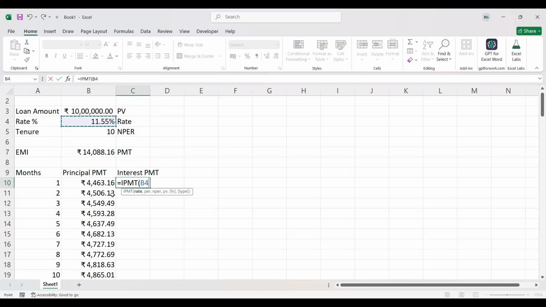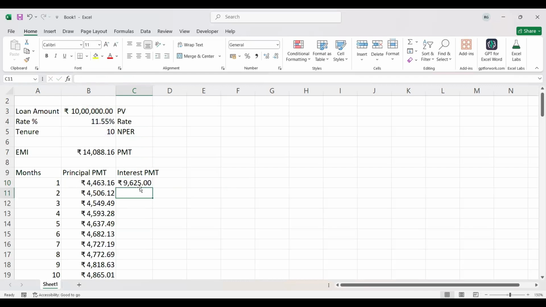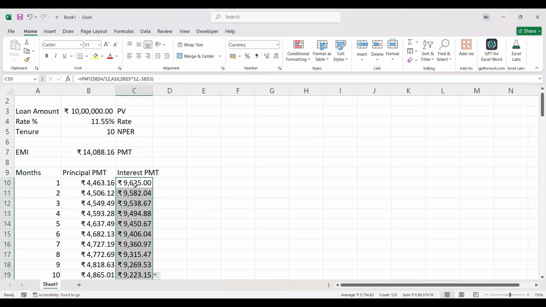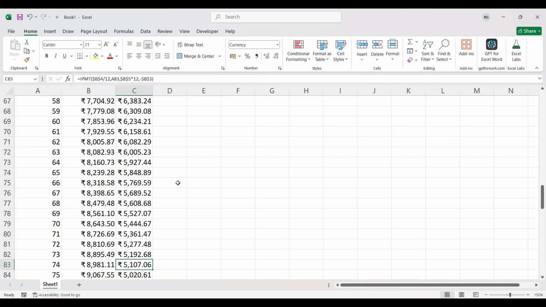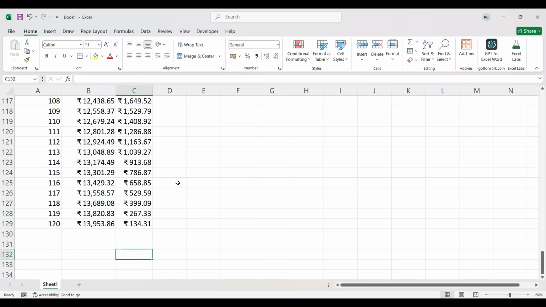This is my rate, NPR divided by 12, comma per, comma NPR, which has been given over here, into 12, comma minus PV. Let's close the bracket. And let's drag. So you can see, first month I'm paying 9,625 rupees as an interest, and it's gradually decreasing every month. At last month, we are just paying 134 rupees as an interest.